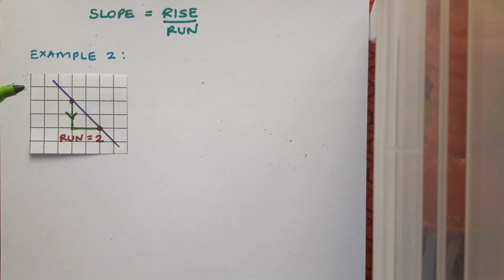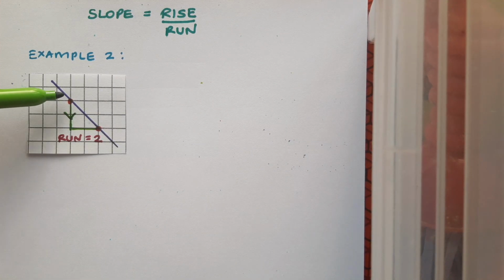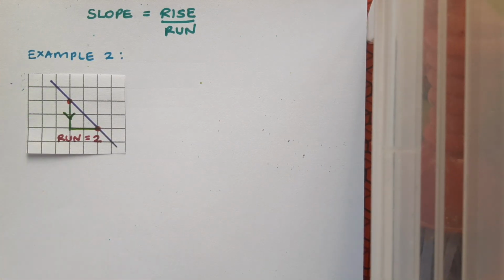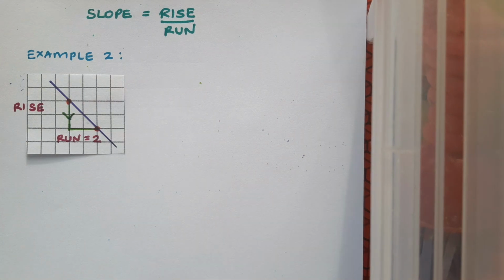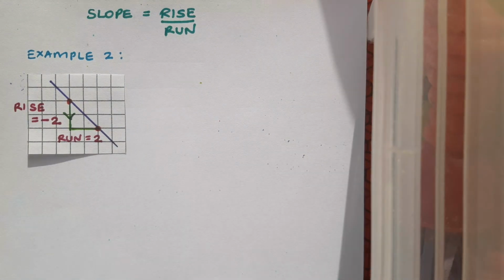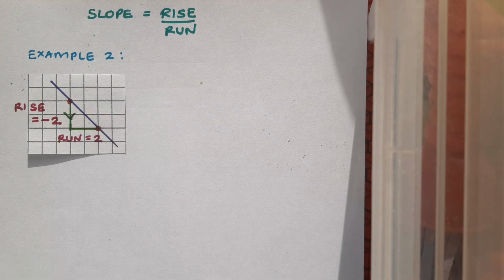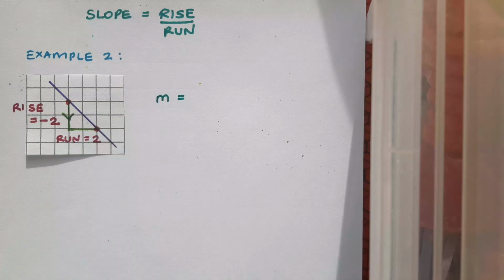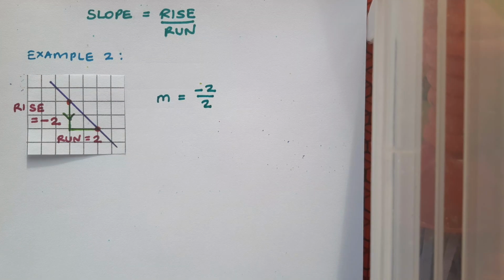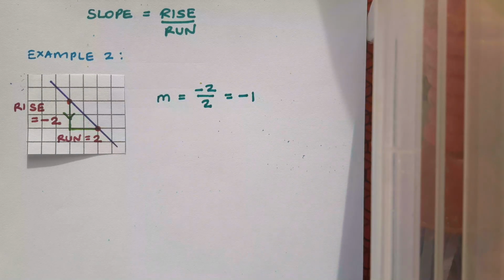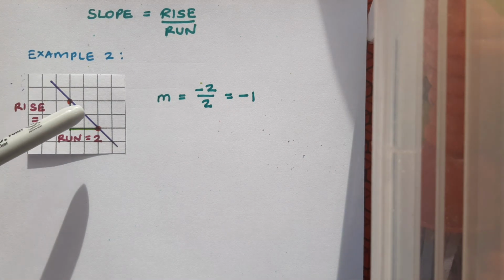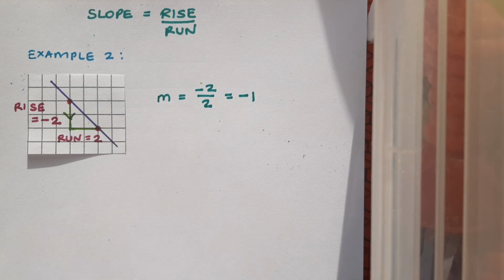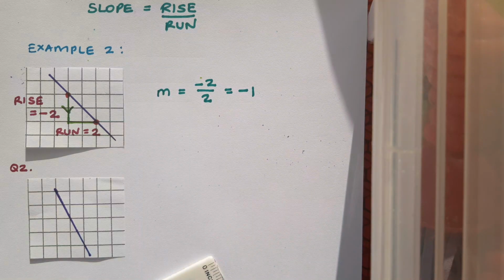And it seems funny to call this distance rise because actually I'm not going up, I'm going down, but I'm still going to call it rise, except that I'm going to make it be a negative value. Just note that run should always be positive, but rise can be positive or negative depending on the line. So in this case, my slope is minus 2 over 2, which I can cancel down to get minus 1. And of course, notice that this line is sloping downwards, so I'm not surprised to get a negative slope for it.